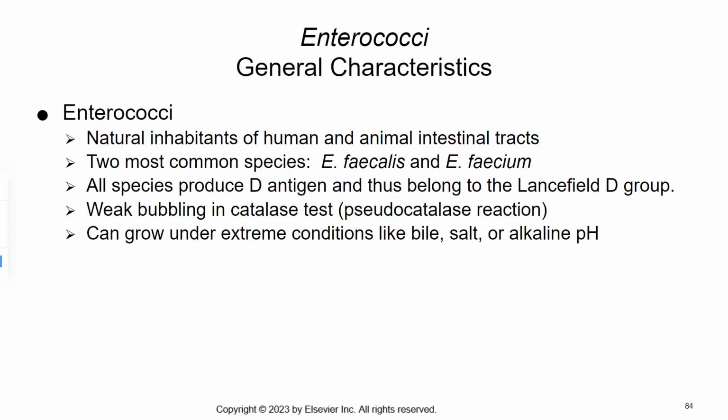So, general characteristics of enterococci: these are natural inhabitants of the intestinal tract. The two most common species are E. faecalis and E. faecium. All species produce a D antigen and belong to the Lancefield group D. They show weak bubbling in the catalase test and can grow under extreme conditions like bile salt or alkaline pH.